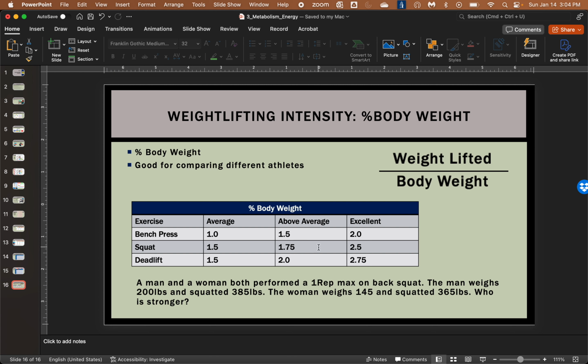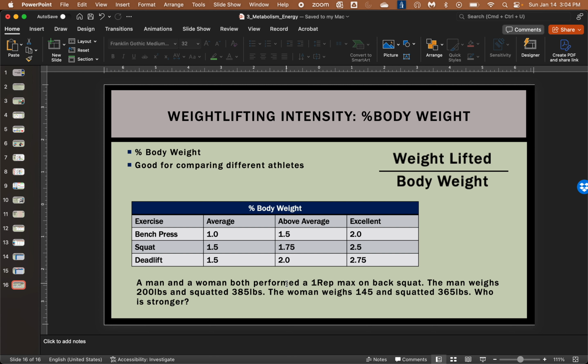So if someone can lift 2.75 times their body weight, that's 275% of their body weight. That would place them in the excellent category. Generally, the closer you're moving towards like 300% or 3.0 times your body weight, you're getting into like some generally more advanced and elite level performance.